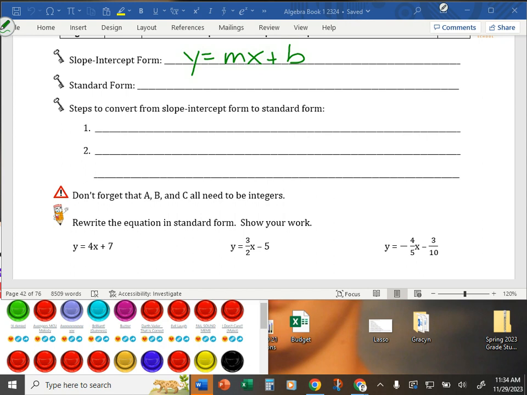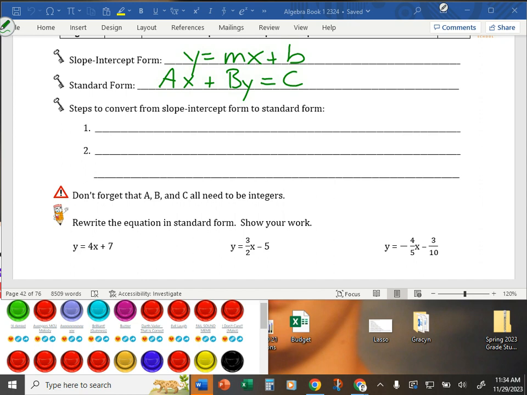Does anybody know what standard form looks like? It has an A in it. And a B. And there's a C in it. Kind of, yeah. Okay, we're actually pretty close here. I'm pretty impressed. Ax plus By equals C.